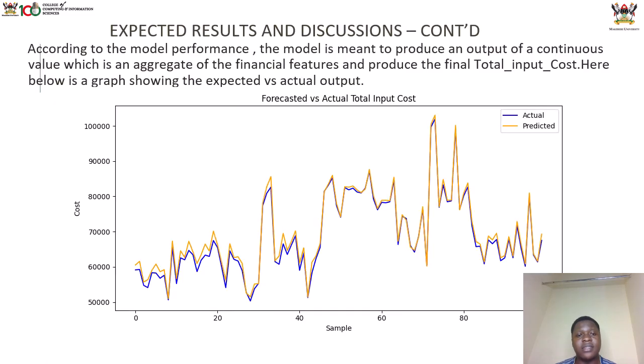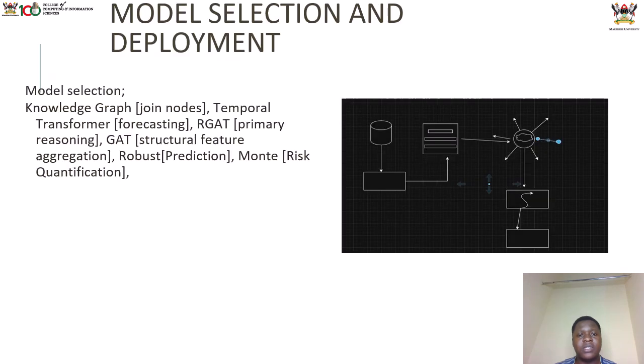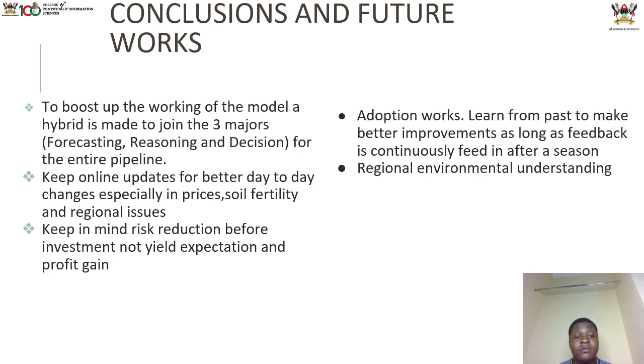Then I'll now take you through model selection and deployment. We mainly chose the knowledge graph based on what our description means. So for the knowledge graphs we chose GAT, and then a residual robust neural network because of their high performance accuracy and their perfect performance metrics. So to summarize, I'll talk about the limitations. The limitations are mainly overfitting, underfitting, and what have you.